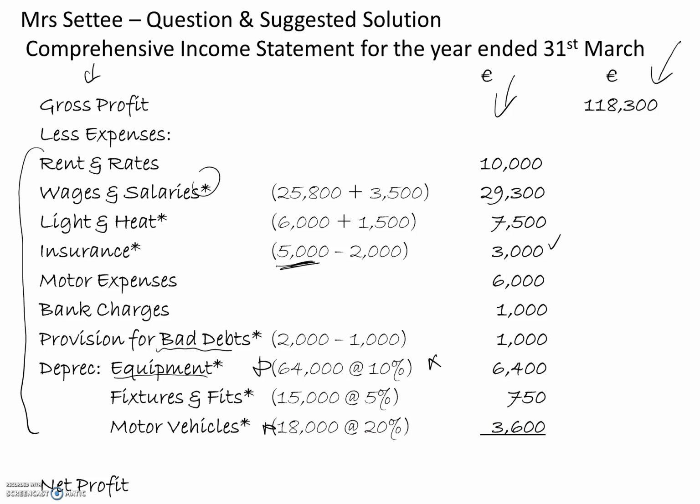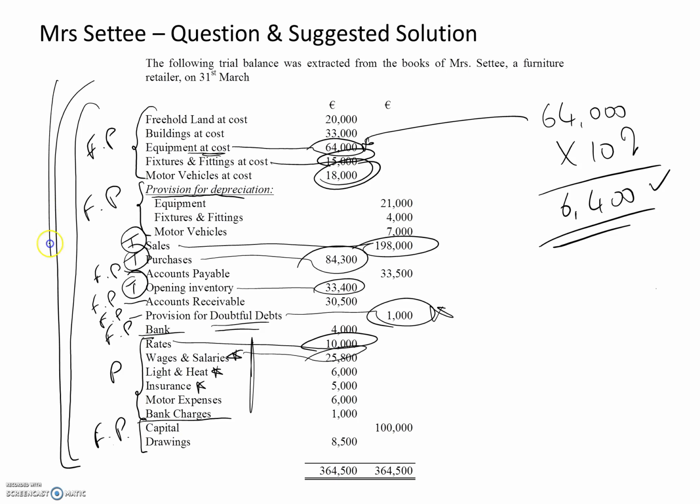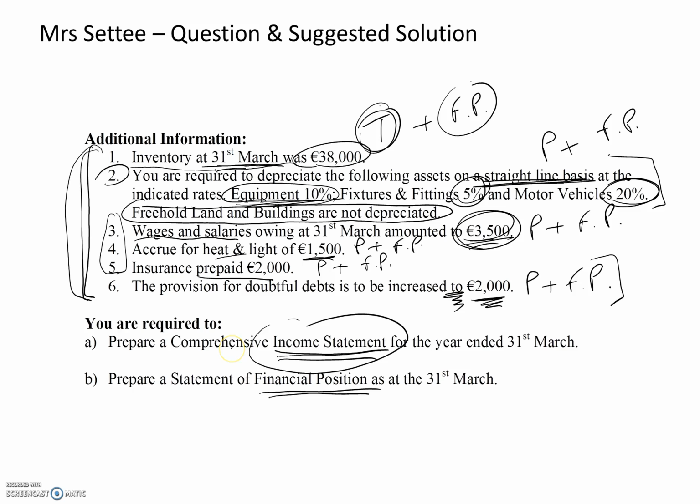Now if we just go back here and check, if you look down through here, you've identified and used everything with the letter P on it, and we've put in all the adjustments at least once. The trading account here for the inventory, the depreciation, those three items have appeared, the adjustment on the wages and salaries, the adjustment on the heat and light, and the adjustment on the insurance. We've also put in the increase in the provision for bad debts, or for doubtful debts if you prefer.